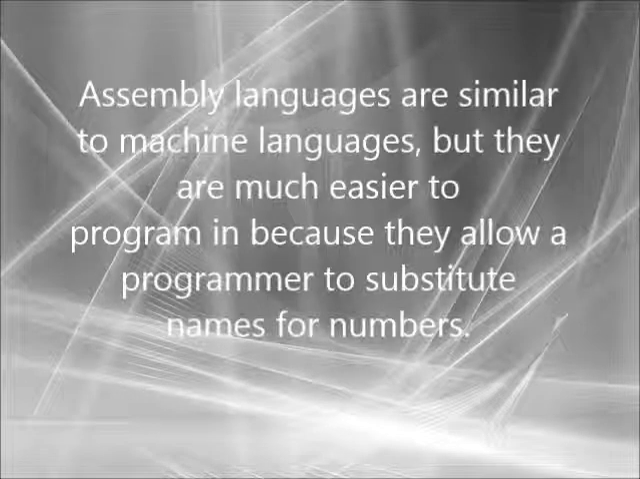Low-level assembly languages are similar to machine languages, but they are much easier to program in because they allow a programmer to substitute names for numbers. Assembly languages are available for each CPU family, and each assembly instruction is translated into one machine instruction by an assembler program. Programmers do not sit down and start writing code right away when trying to make a computer program.